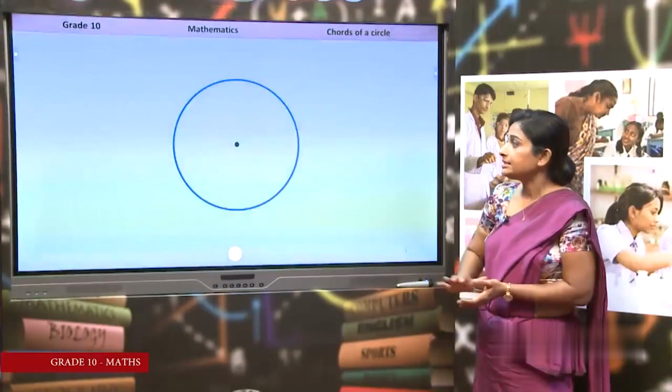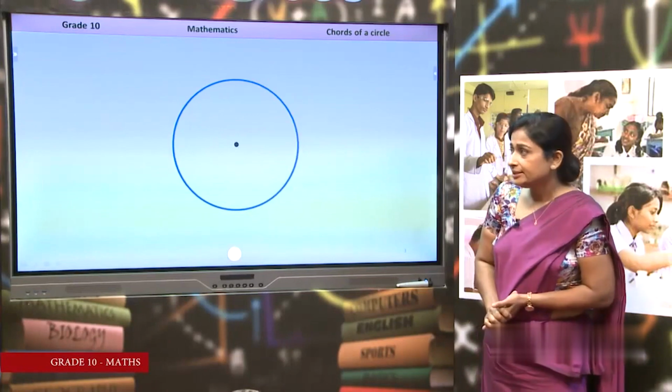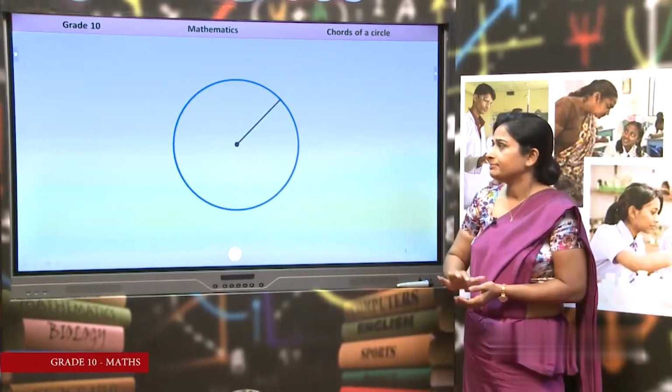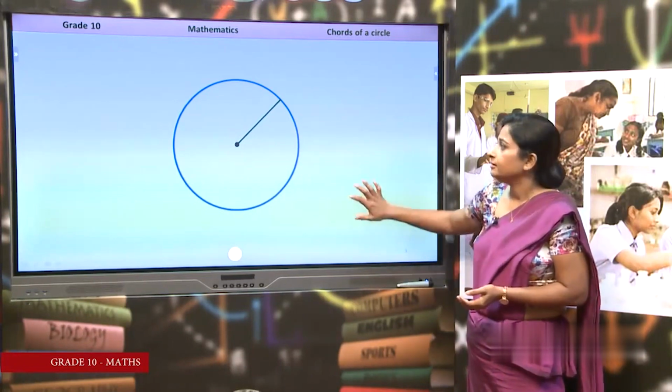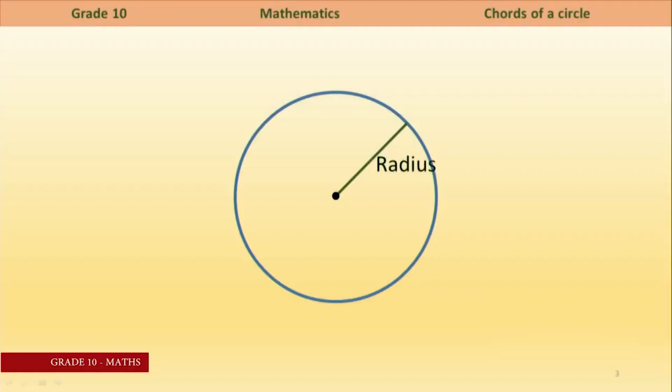Look at this. In this circle, what is this? Can you say that? This is the radius. Radius is the line which joins the center and the point on the circle. What is this? This is the diameter. What's this? That is the chord.